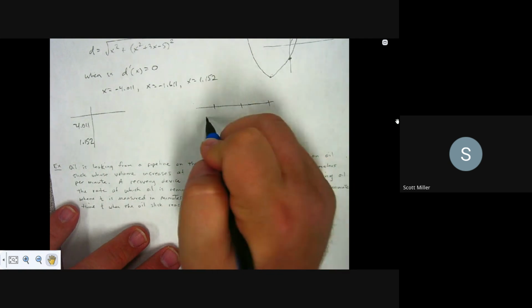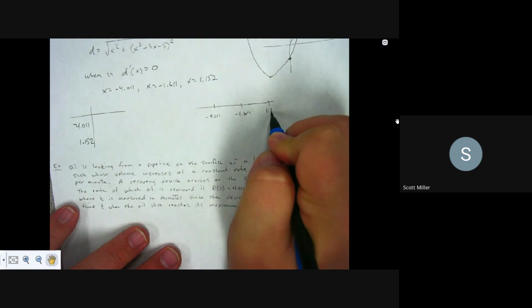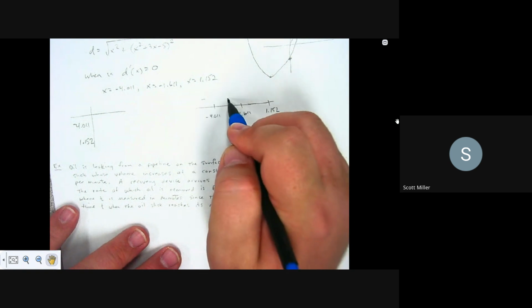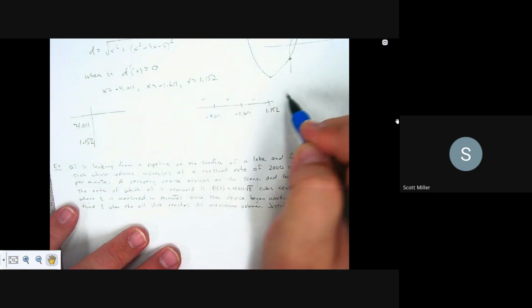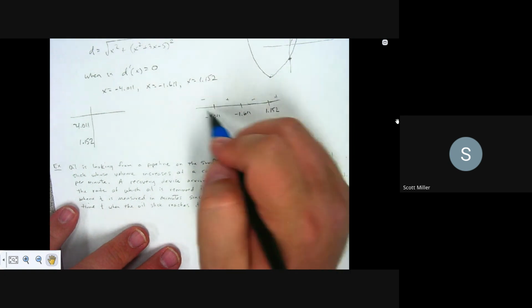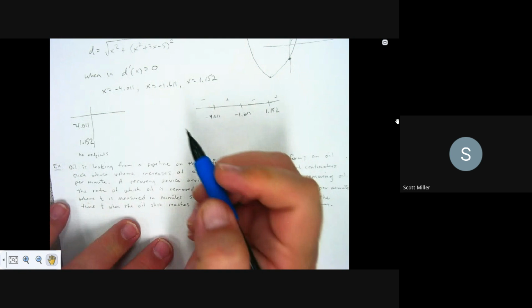So these are the 3 points, negative 4.011, negative 1.611, and 1.152. This is a relative minimum, so it must have been negative here, and then positive here, and then negative here, and then positive here. And so you can see that we have two minimums, and that's why we're looking at those. There are no endpoints in this problem because the problem is going on forever. And so in plugging these numbers into the original function up here, you're going to get 4.118, and this one will be 1.172.